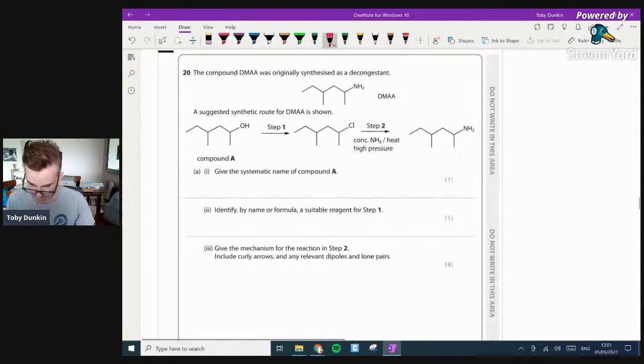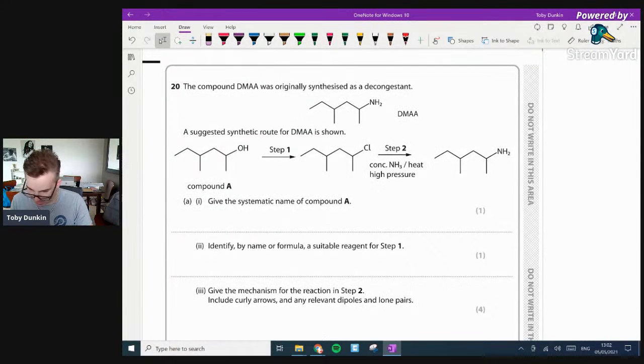Next. Give the systematic name for A. Where's A? 1, 2, 3, 4, 5. Right, so it's based on pentan-1-ol. No, it's not. Such a trick. 1, 2, 3, 4, 5, 6. It's based on hexan-2-ol. And we've got 1, 2, 3, 4. So we've got 4-methyl. Oh, no gap.